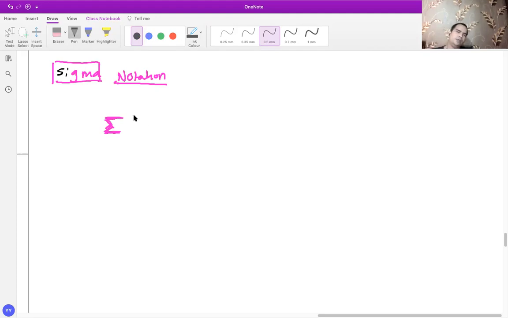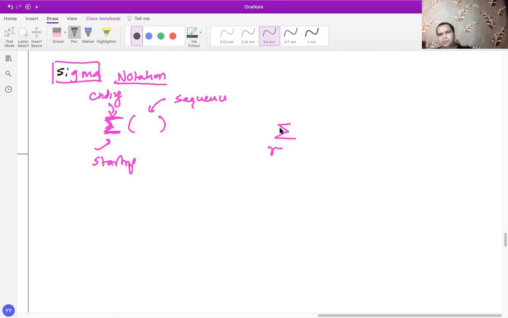Here you'll generally be given a particular sequence for which you have to find the sum. You'll also be given a starting point and an ending point. It's always given in sigma notation itself. So let's say I have been given sigma, r equals 1 to 5, of 2r plus 1.